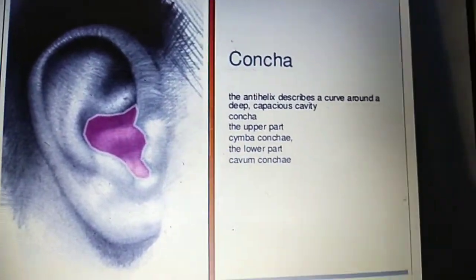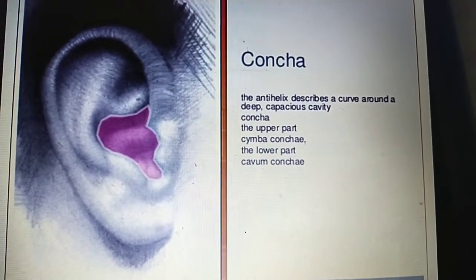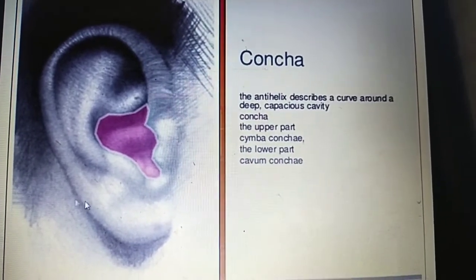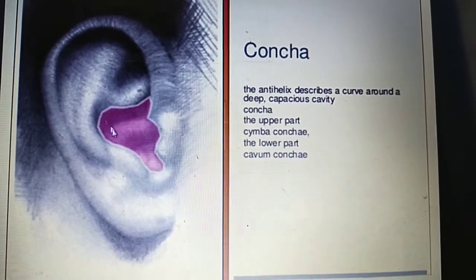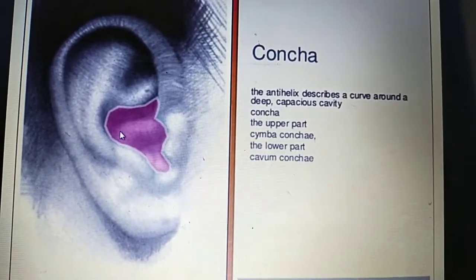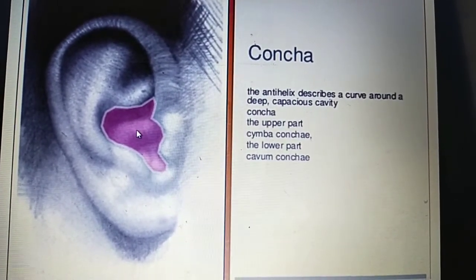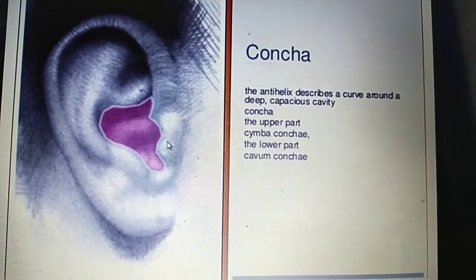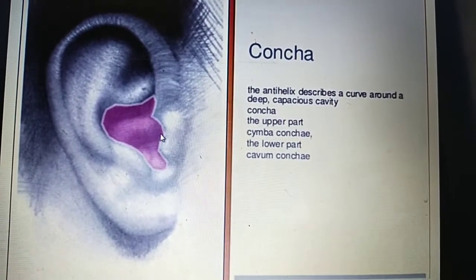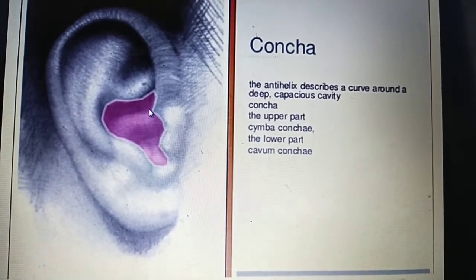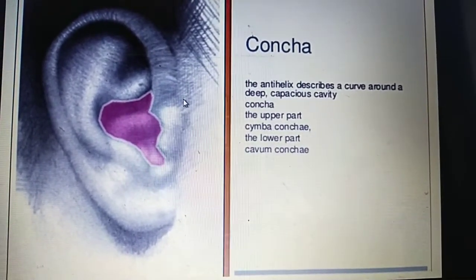Concha. The antihelix describes a curve around a deep and capacious cavity, called the concha. Concha means a cavity just opposite to the antihelix. It has an upper part, the cymba conchae, and a lower part, the cavum conchae. It is present between the tragus and antihelix, and continues with the external ear meatus, the ear canal.